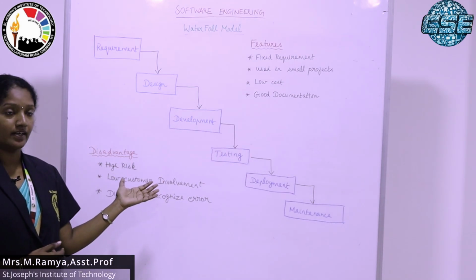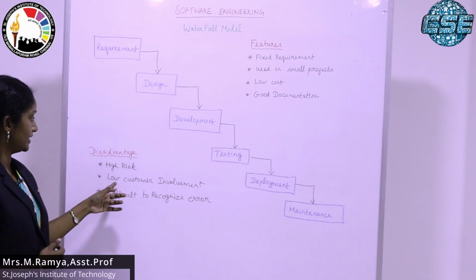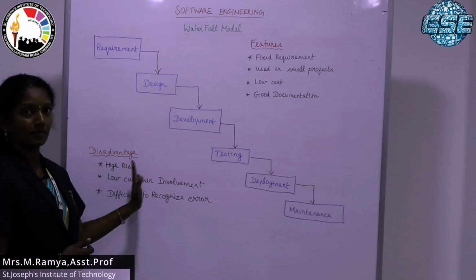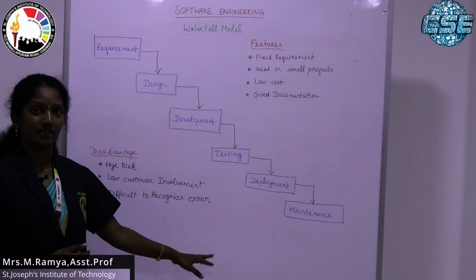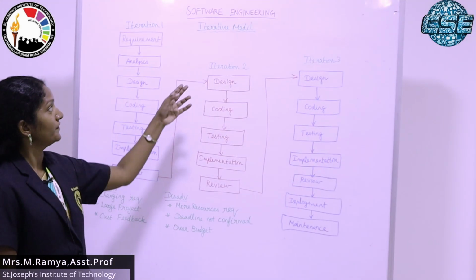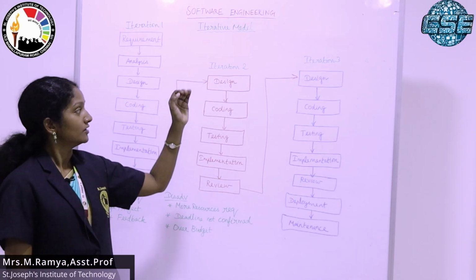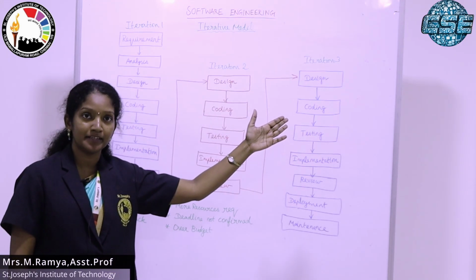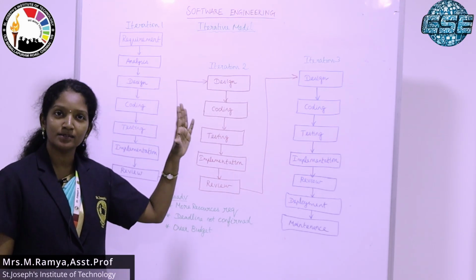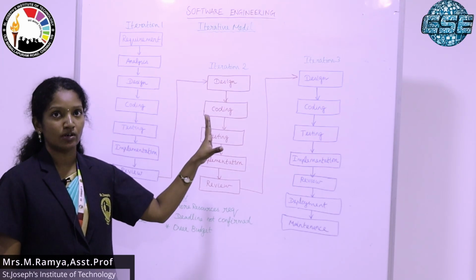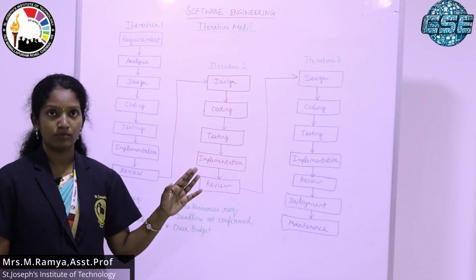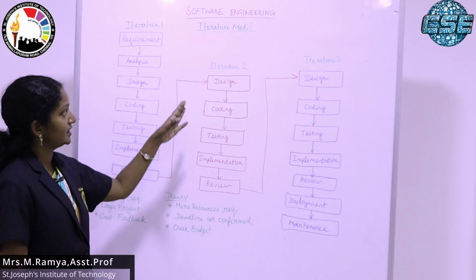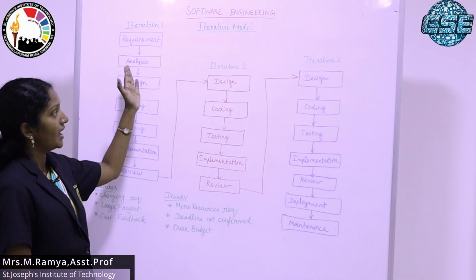But it has some disadvantages: high risk, low customer involvement, and difficulty in recognizing errors. These are some of the disadvantages of the waterfall model. The next model we are going to see is the iterative model. Here we have many iterations: iteration 1, iteration 2, iteration 3. That is why it is called an iterative model. In the waterfall model we have only a single iteration, but in the iterative model we have many iterations.